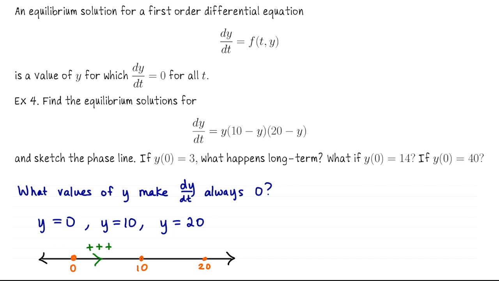I skipped to the left of 0. Let's go back and do that now. If y is to the left of 0, we would have negative, positive, positive. Overall, that product would be negative and we would be decreasing. What about between 10 and 20? We'd have positive, negative, positive. So the product of those three terms would again be negative. And then greater than 20, it's positive, negative, negative. So the product of those three terms would be positive.